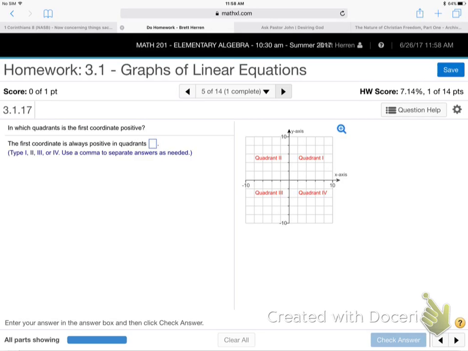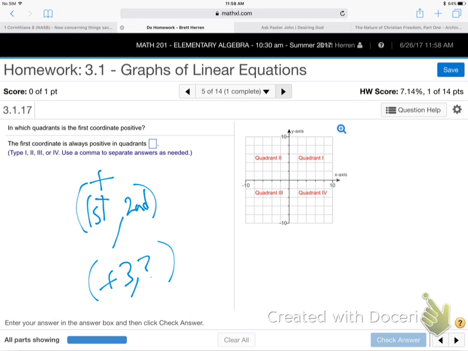All right. So in which quadrants is the first coordinate positive? You have the two numbers. This is the first one, the second one. So if this first one is positive, let's just do positive 3, comma, whatever. If the first coordinate, the first of the two numbers in the parentheses with the comma in the middle, is positive 3, and the second one is who knows, positive or negative, whatever. What possible quadrants could you end up in?